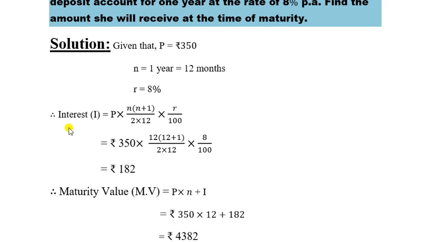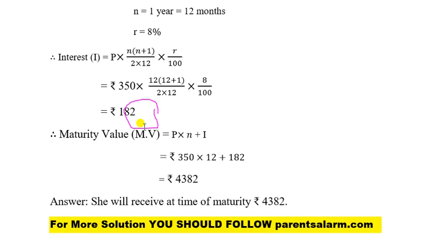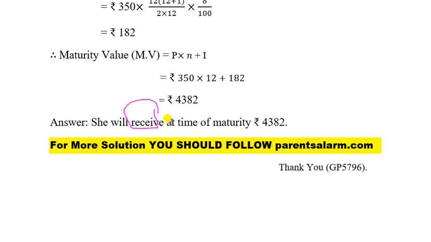So first we have to find the interest. Interest is equal to, as we have learned already, the formula P into N into N plus 1 by 12 into R by 100, a very important formula to find interest for a recurring deposit account. If we put in all the values of P, N and R, we will get the interest. We calculate and find here 182. 182 is the interest for this amount.